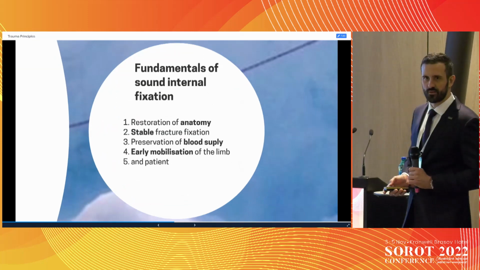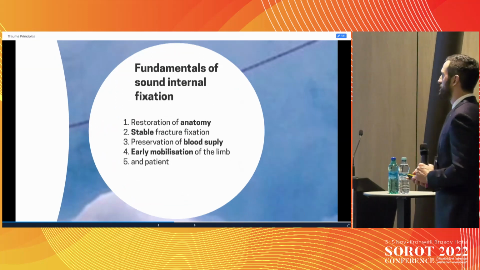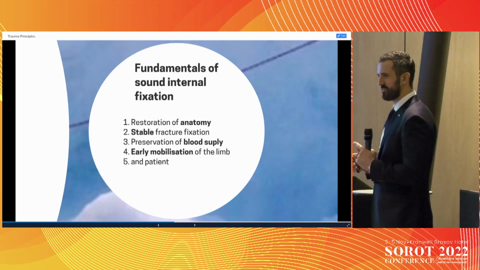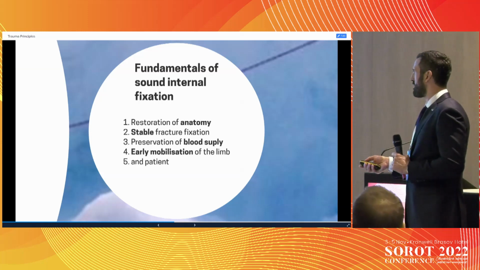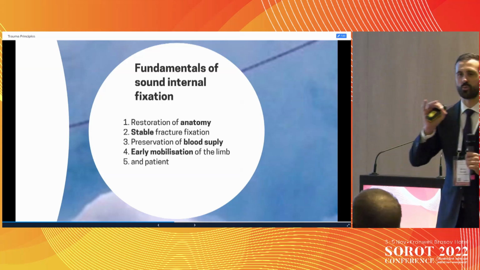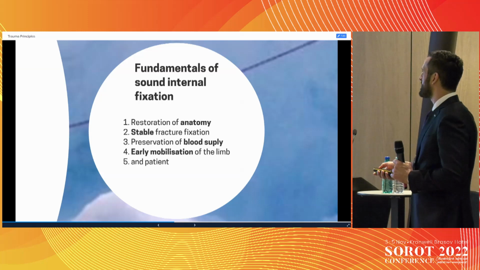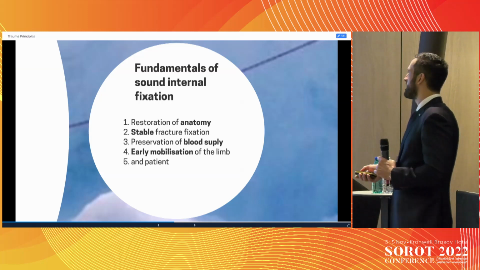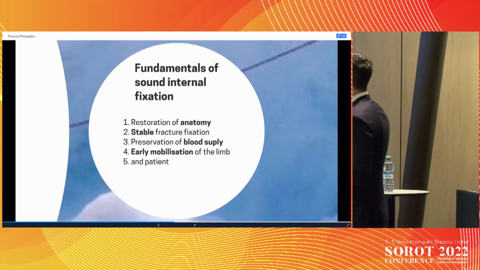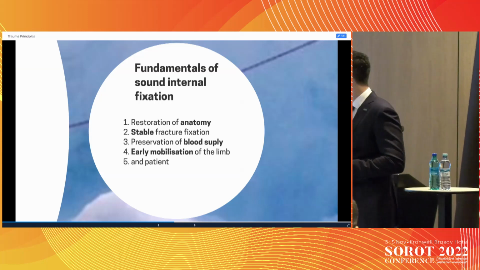Fundamentals of sound internal fixation. So, the restoration of anatomy, the first one. Stable fracture fixation. So these were the first rules of the AO. Preservation of blood supply and early mobilization of the limb and patient.